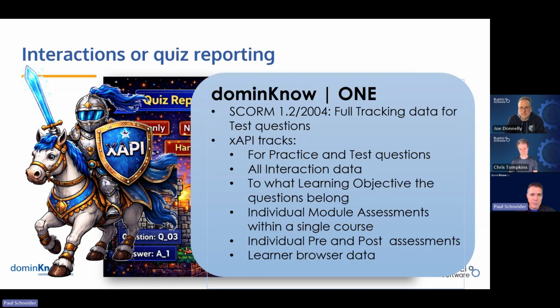And of course, if you have pre and post test in SCORM, it's only going to send one score, whichever was the latest. But with xAPI, we can actually send more data. So we send your pre and post and label that there. And then if you want to know, hey, what browser they're using, maybe you're having a mobile issue, we're sending that type of data too. So those are just some other built-in features. You just have to use dominKnow and turn it on to take advantage of those things.